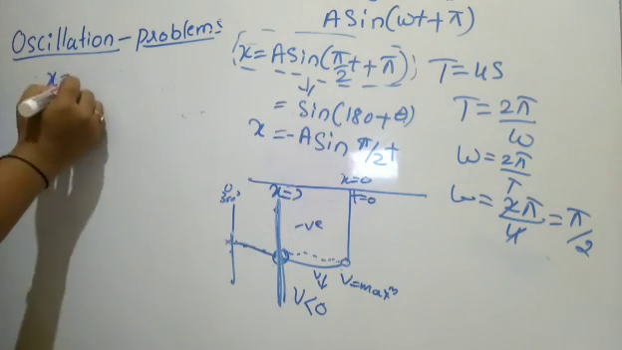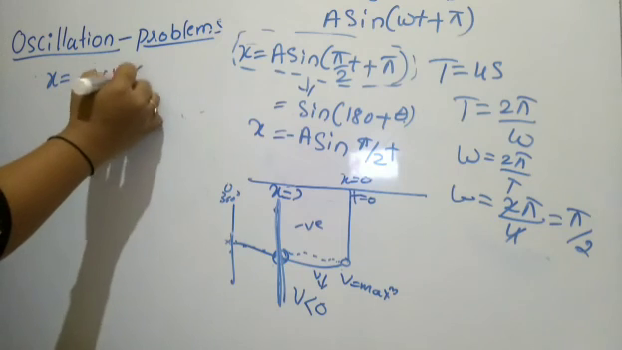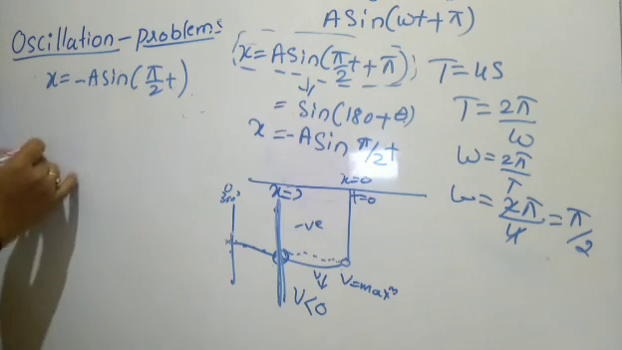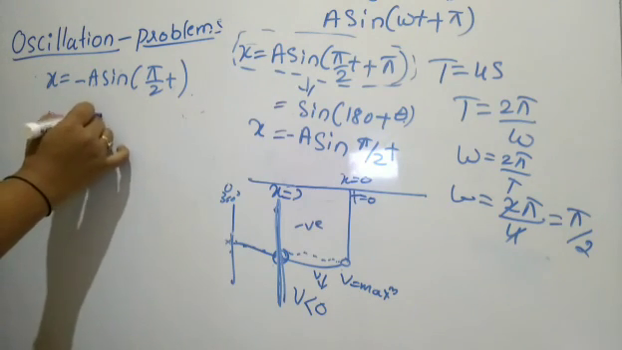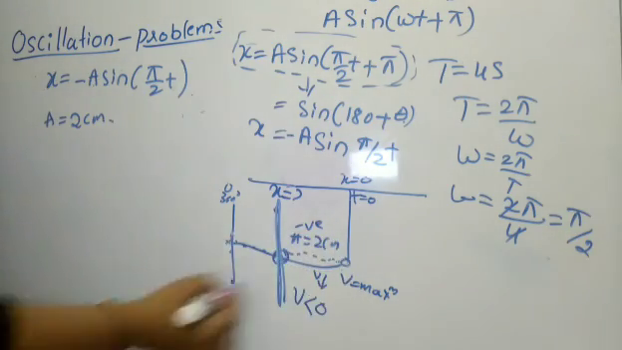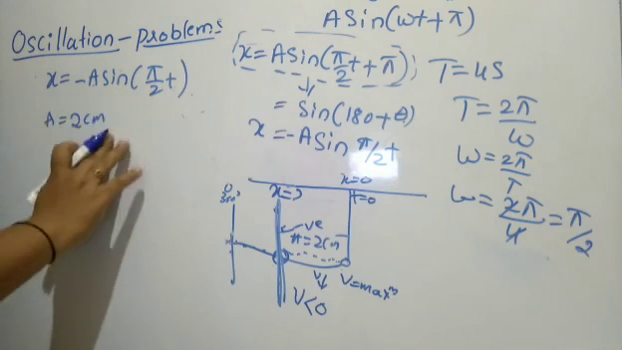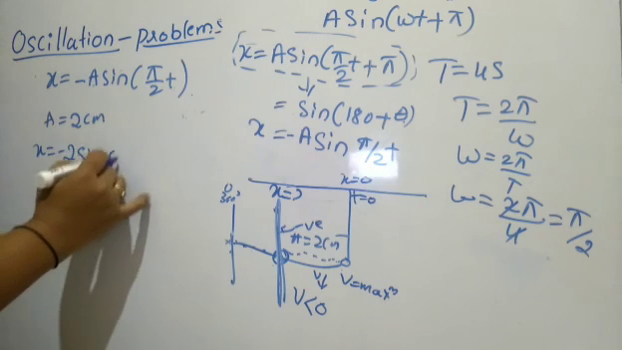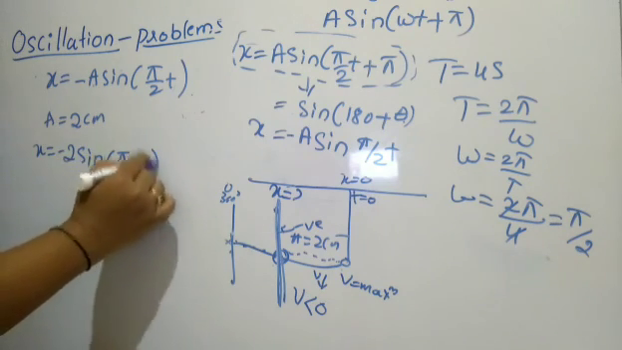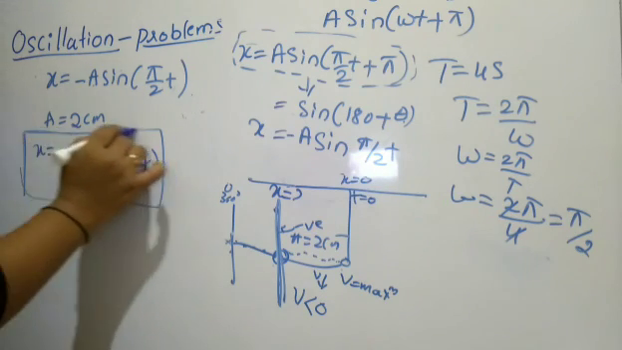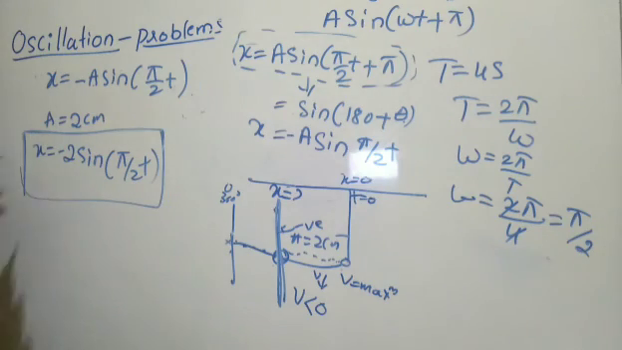So I'll write it here once again, minus a sine pi by 2 t. A is given as 2 centimeter, from the mean position in the negative direction. In place of a, I will put here 2, so x = minus 2 sine pi by 2 t. So this is the equation of the particle executing simple harmonic motion. The negative sign indicates that it is moving in the negative direction.